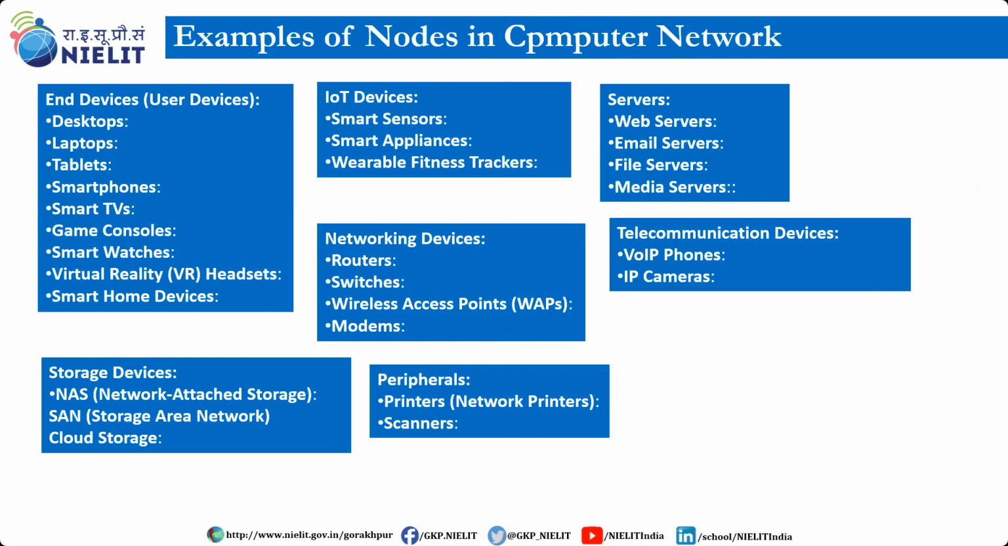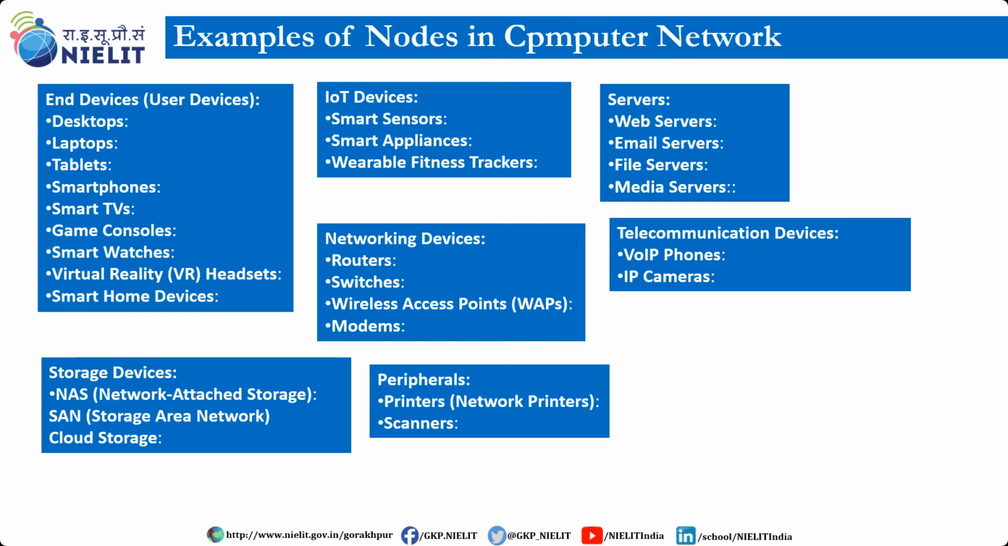Similarly, we can have IoT devices like smart sensor, smart appliance, wearable fitness tracker. Similarly, we can have network devices like a hub, router, switch, wireless Wi-Fi access point, modem. Then we can have different types of server depending on what we are providing, like web server, email server, file server, media server, streaming server. So different types of server can be configured as a node in a computer network. Then there can be voice over IP phone, IP camera, then storage devices which are connected to a network.